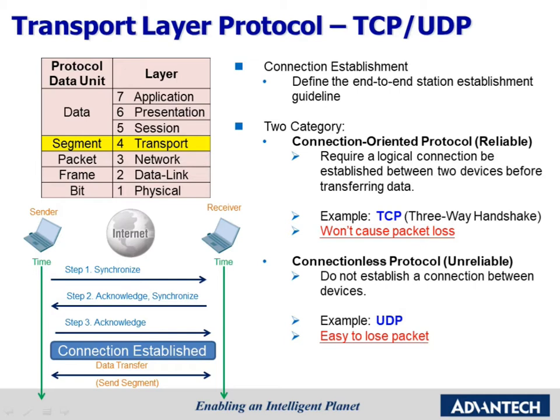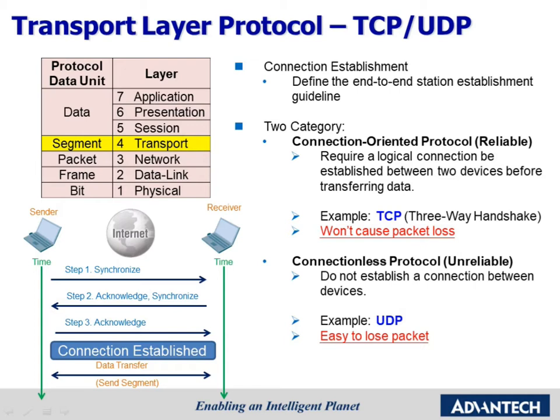Let's talk about the transport layer. This is where the device establishes the connection with the controller. There are 2 protocols here, TCP and UDP. TCP is a connection-oriented protocol, which has a fixed path for packet transmission. It also has the 3-way handshake function to make 2 devices confirm the connection.